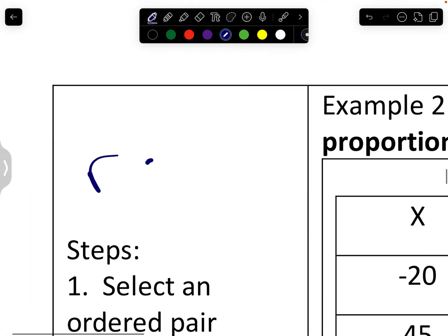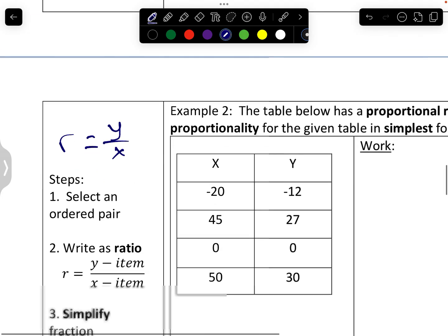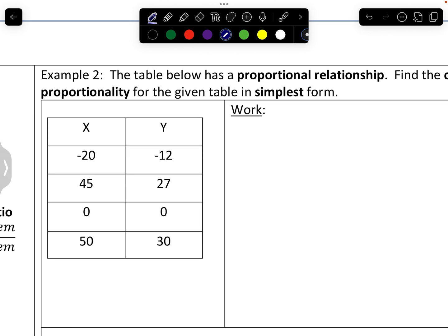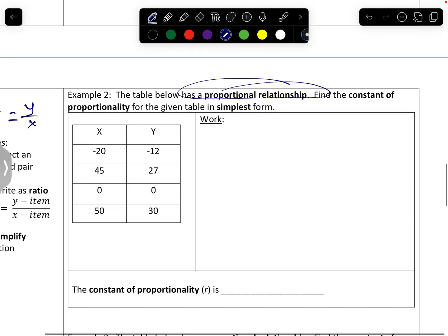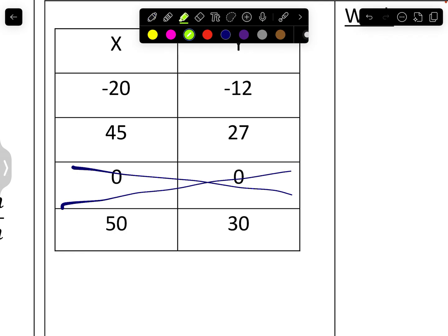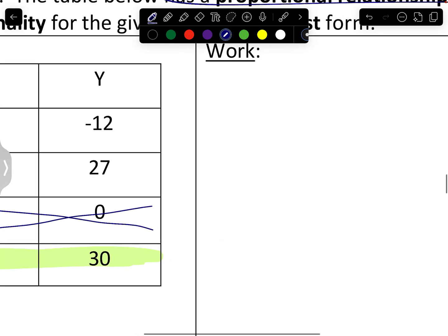Remember, your rate is y over x. You're given a table that has a proportional relationship. Remember, choose one set of numbers when it says this. Find the constant of proportionality, so how many y's to every x's, in the simplest form. Remember, we want it to have 0, 0, but I can't use 0, 0. And that's okay. But I'm thinking that 50 and 30 are the easiest ones. Let's say not the fraction, or the negatives. We don't need to deal with that. 50 and 30 sounds about right.